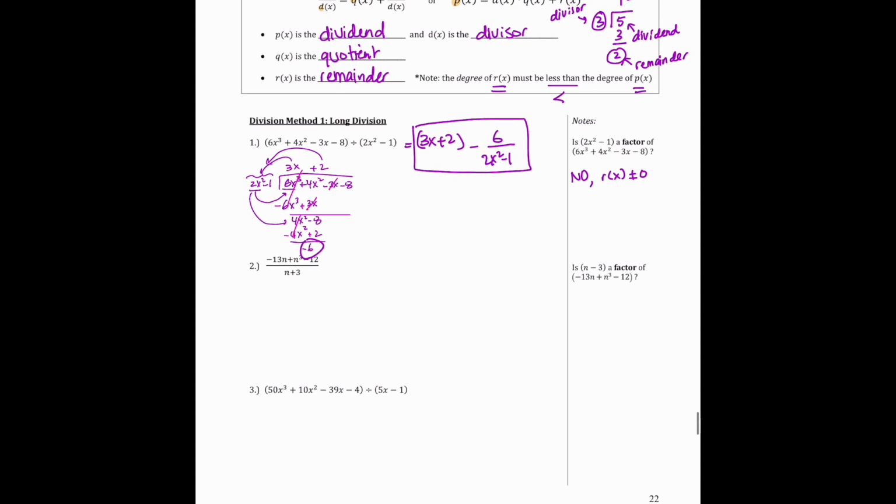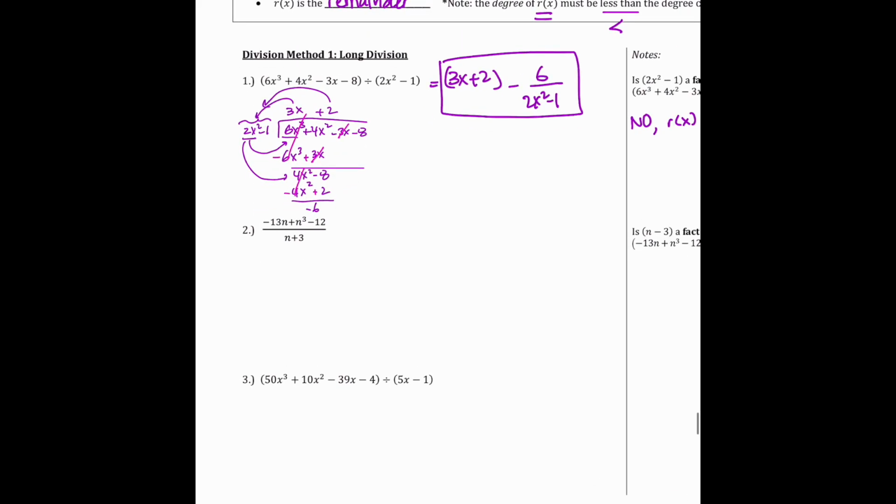Now, going on to number 2, negative 13n plus n cubed minus 12. First things first, make sure you rearrange this in order, in descending order of degrees. So this is n cubed minus 13n minus 12, all of that over n plus 3. Let's do long division. So n cubed minus 13n minus 12 divided by n plus 3.